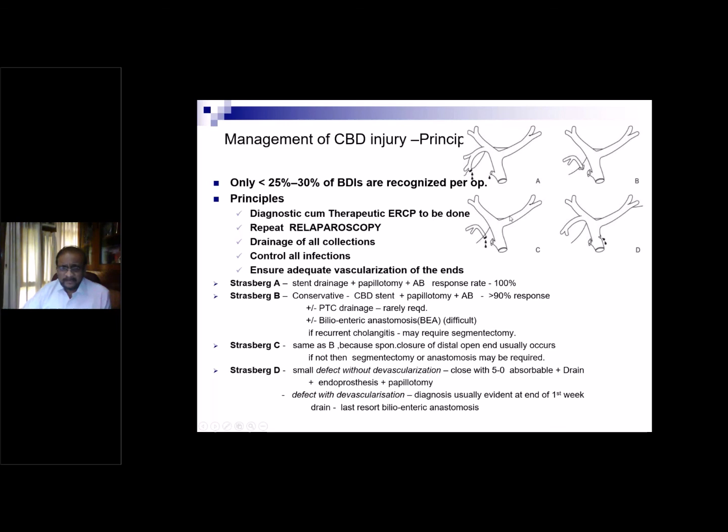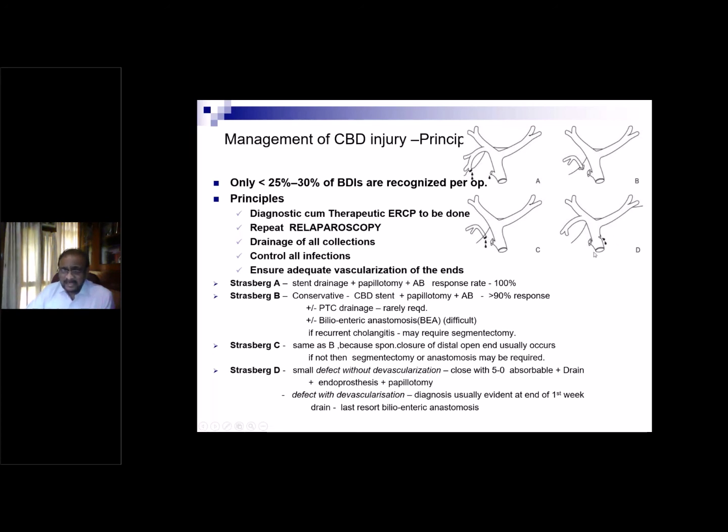Type C. Same as B, spontaneous closure usually occurs here. Spontaneous closure does occur, and here it is slightly better than B. Why? Because it keeps on draining. If you put in a drain, it keeps on coming out. So at least that part is not getting walled off in the segment. The segment is draining. So the chance of having a bilioma or infection in that particular segment is much less as compared to B. So in a way, C is better than B. Why? Because this is ligated and this is going to drain spontaneously, going to fibrose and then wall itself off.